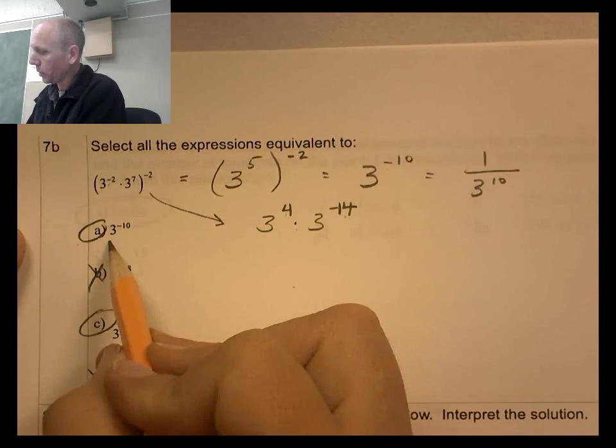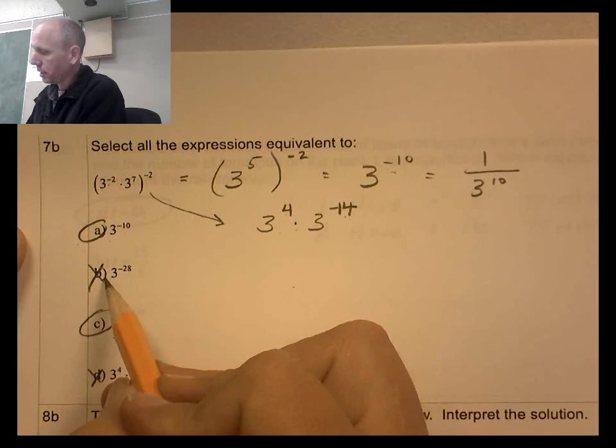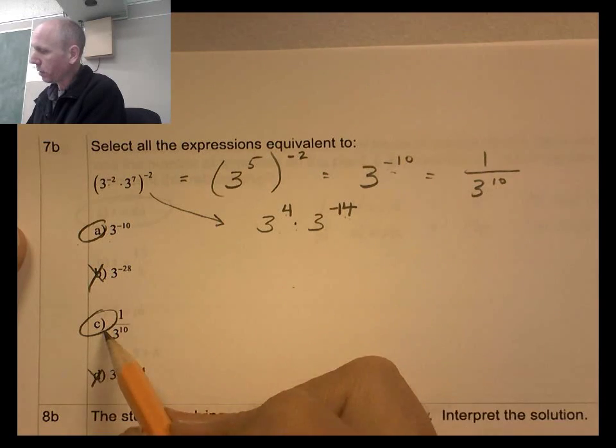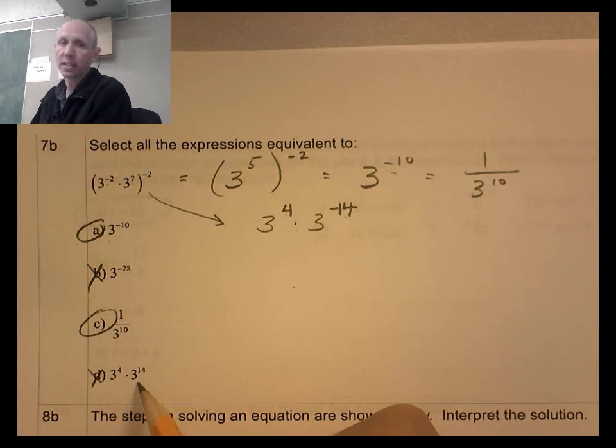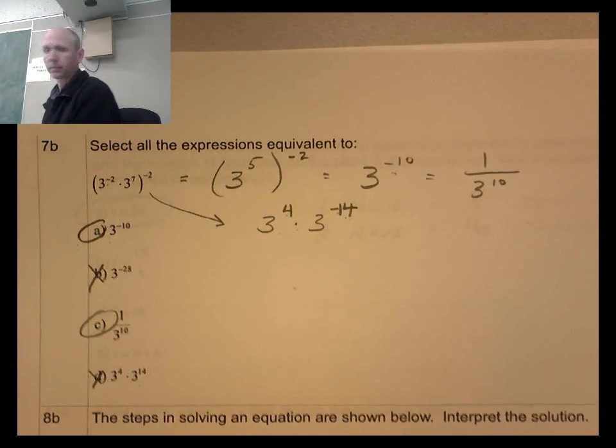Let's match them up. 3 to the negative 10, that works. Negative 28, I don't see that. 1 over 3 to the 10th, that matches up. 3 to the 4th, 3 to the 14th, that doesn't match up. It would be a negative 14.